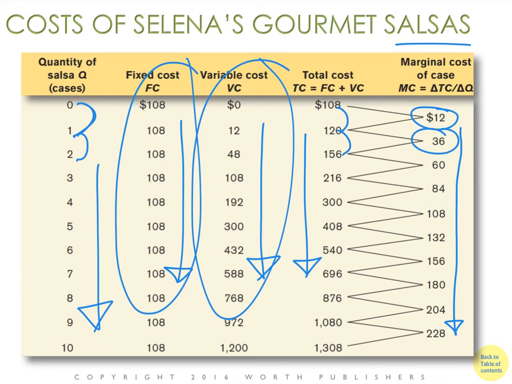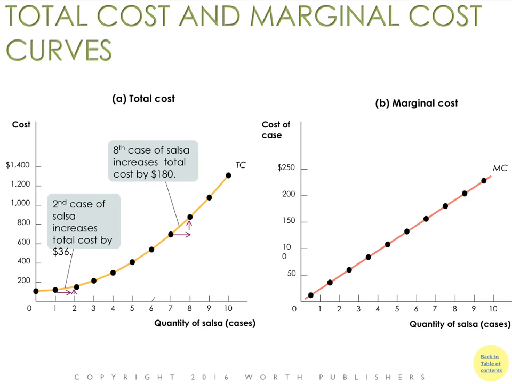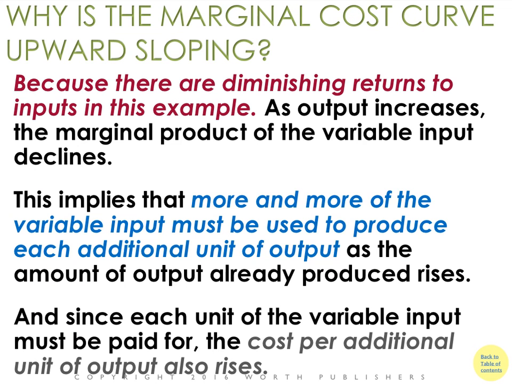So the law of diminishing marginal returns, that law of diminishing productivity as you add more workers, is the driver for this increasing marginal cost. If workers are getting less and less productive, it's going to cost you more and more workers to achieve each additional unit of salsa. Here the two graphs are side by side, total cost and marginal cost. And here is a more formal explanation of the link between diminishing productivity and increasing marginal cost.